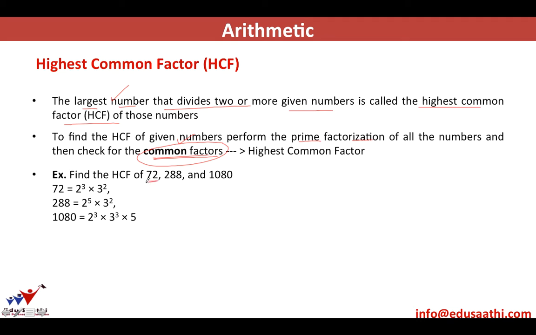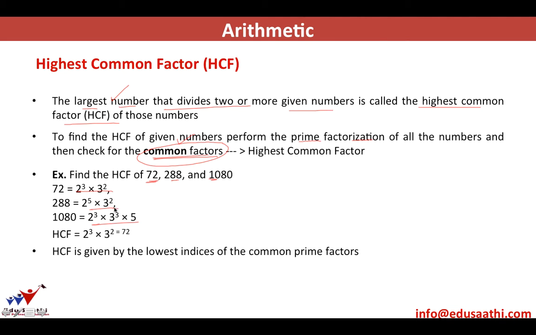So if I just look at the numbers 72, 288 and 1080, this is the prime factorization form in which I write down the numbers. So if I look at it, 2 is there, 3 is there, 5 is only there here. So the indices will be 2 raised to power 3, because 2 is anyways there in all of them, and 3 raised to power 2, because 3 raised to power 2 is the minimum that is available in all of them. HCF is given by the lowest indices of the common prime factors. So I look at the common prime factors and I look at the lowest indices, because that is the thing which is common in all of them. And I have to look at the common things.